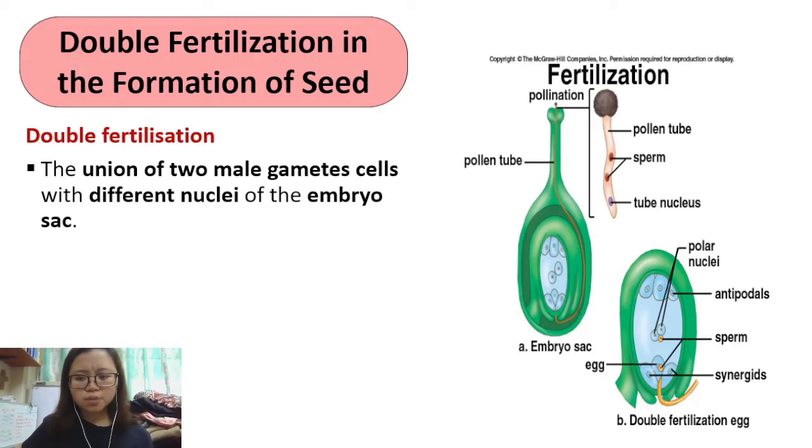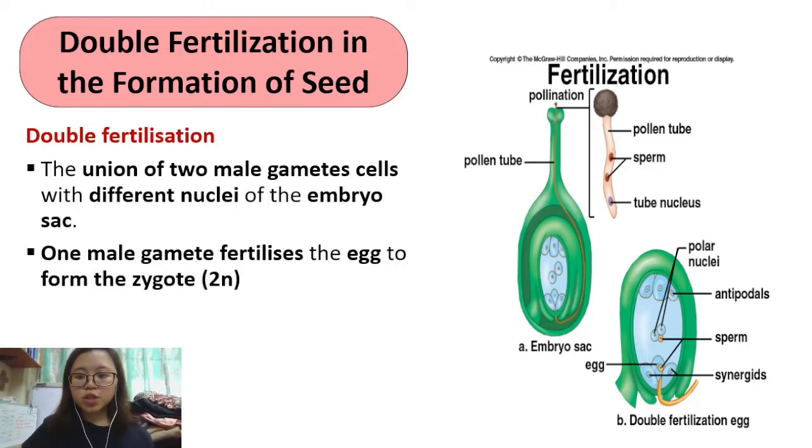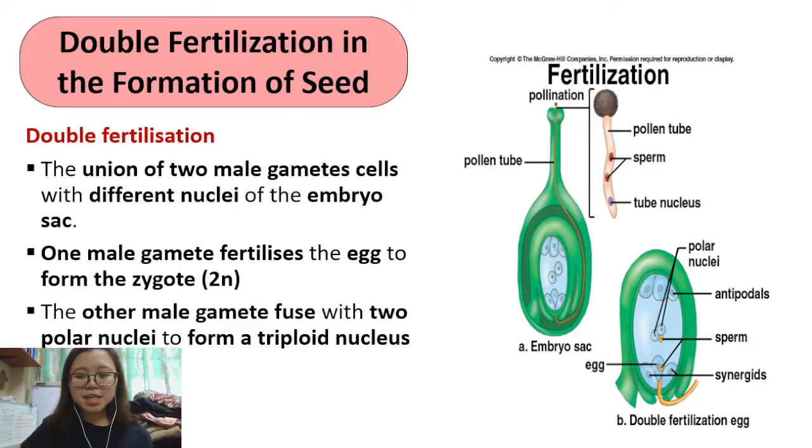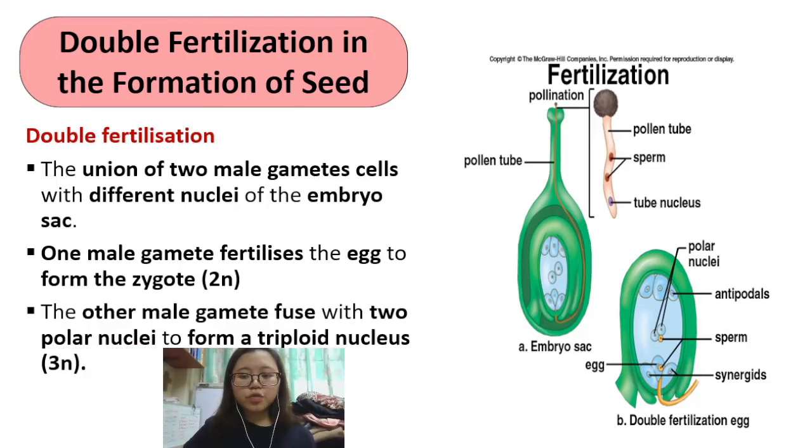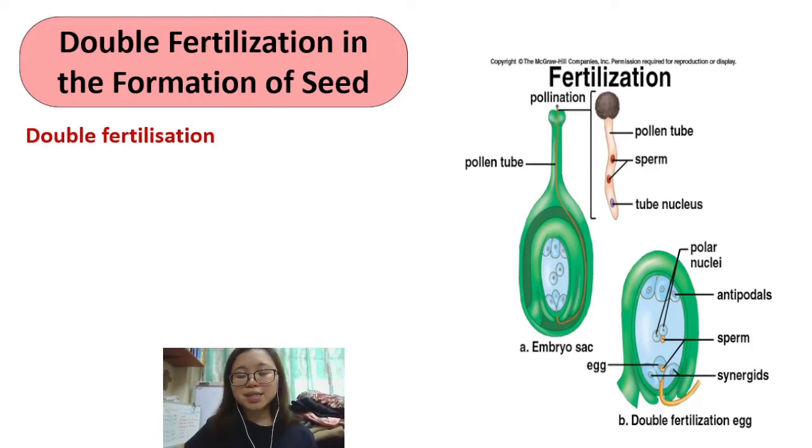Apa itu double fertilization? It is the union of two male gamete cells with different nuclei of the embryo sac. So, akan ada dua male gamete dan dia akan bergabung dengan dua nuclei yang berbeza. Itulah double fertilization. The first fertilization is when one male gamete fertilizes the egg to form the zygote. Okay, so that happens down here. The second fertilization is when the other male gamete will fuse with two polar nuclei to form a triploid nucleus, and that happens in the middle of the cell here. Okay, so that is the double fertilization.